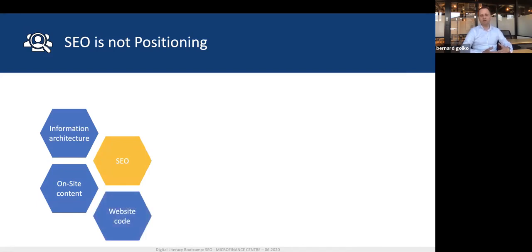It's also about the website code, especially from the perspective of optimization, what is called markup schema or schema markup, that allows you to build rich snippets on the search engine result pages.